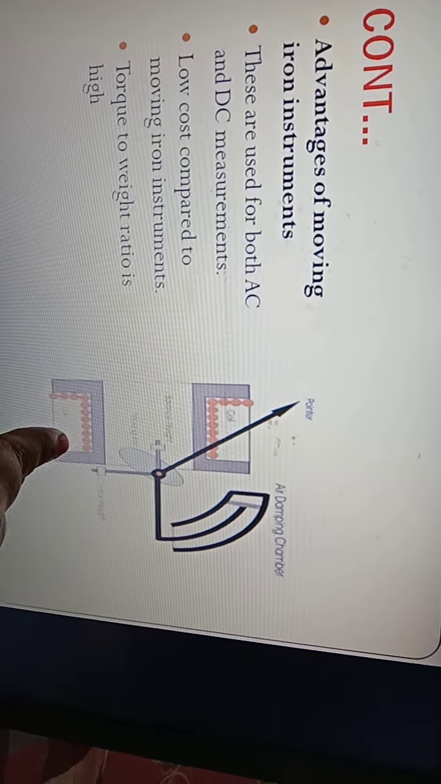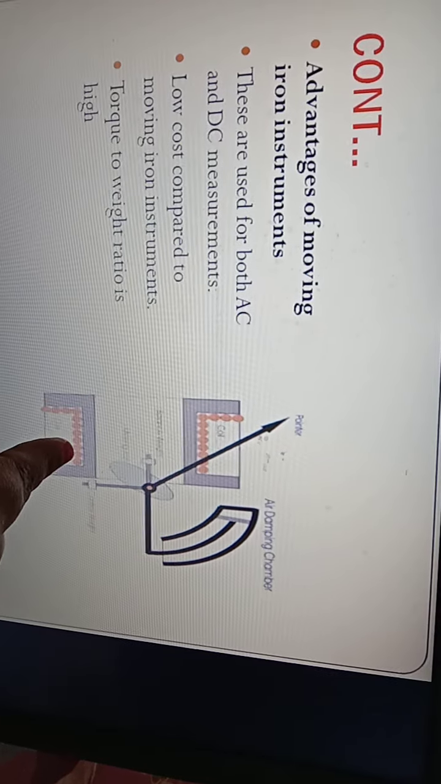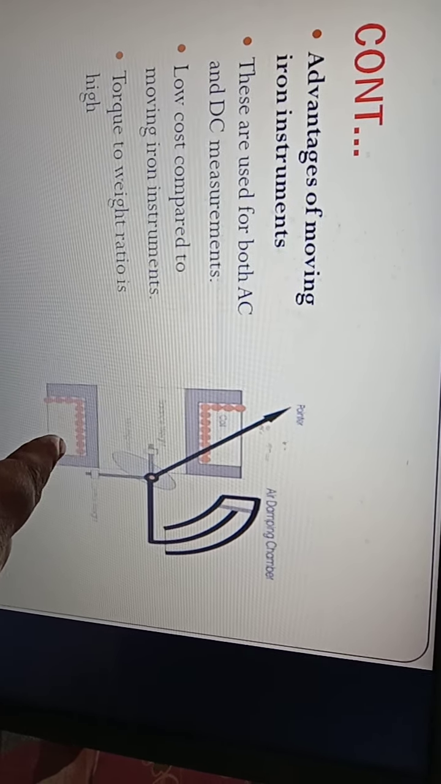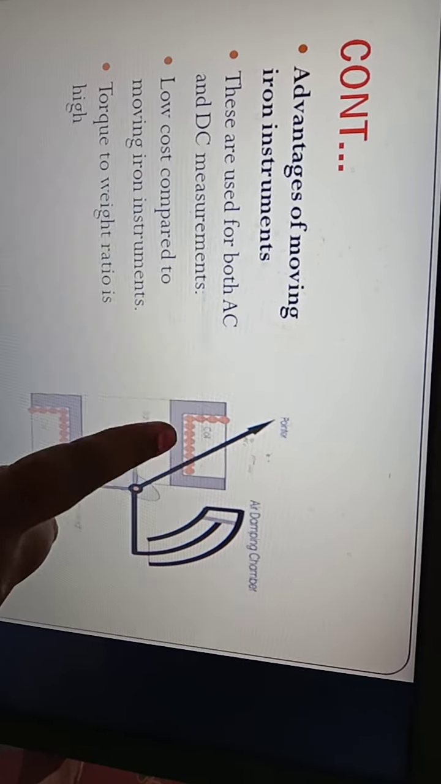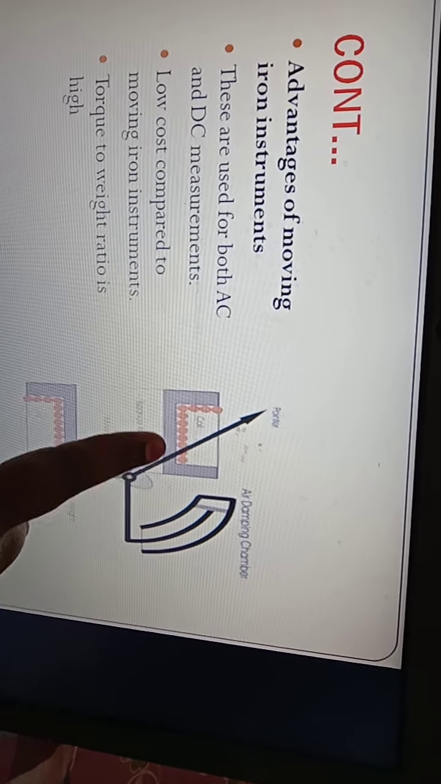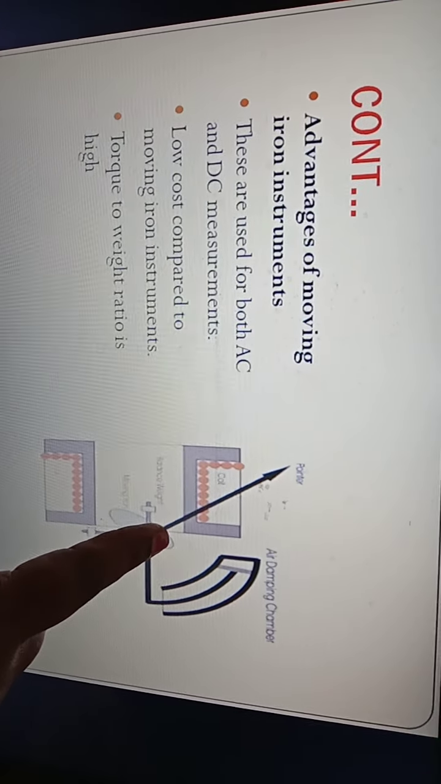Then the coil is wound across. So when the supply is given, the magnetic force is produced in this coil. So the magnetic force between the coils, what will it do? It will move the pointer. This is the working principle of the moving iron instrument.